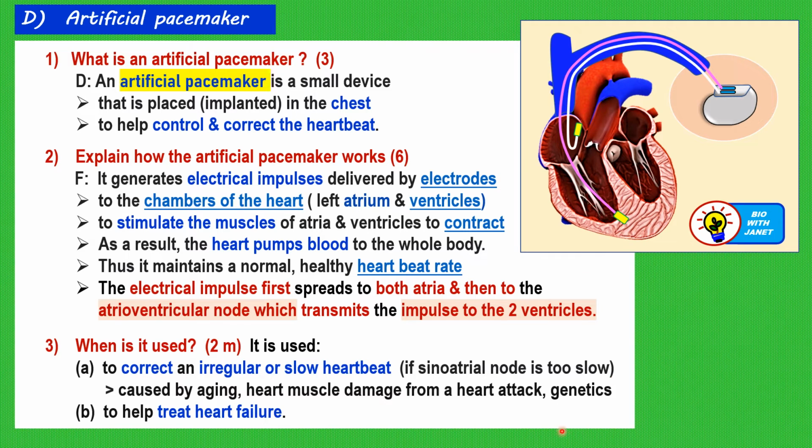So when is it used? It is used to correct an irregular or slow heartbeat if the sinoatrial node is too slow, caused by aging, heart muscle damage from heart attack, or inherited, okay, it's genetically linked. So it will help to treat heart failure in a person.